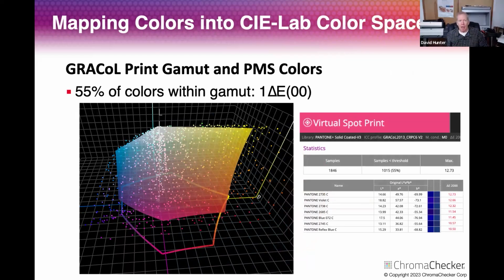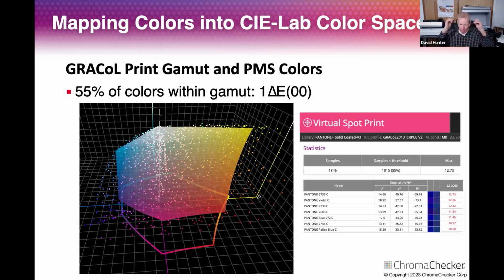So this is a graphic mapping all the Pantone colors into the CIELAB color space, because every color that we can see can be mapped into the CIELAB color space, along with the GRACoL 2013 gamut for coated paper. You can see that 45% of the Pantone colors are out of gamut, meaning they can't be reproduced within 1 delta E of the original color. So 55% of the colors are within gamut, 45% of the colors are outside of gamut.